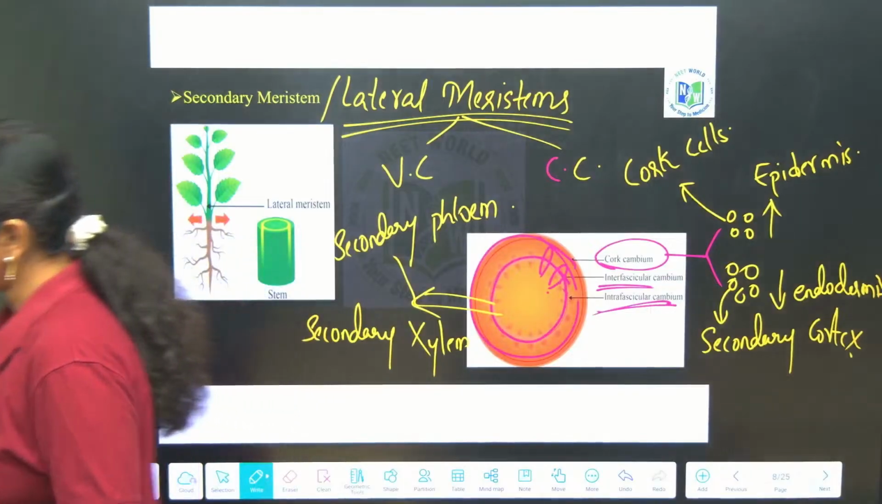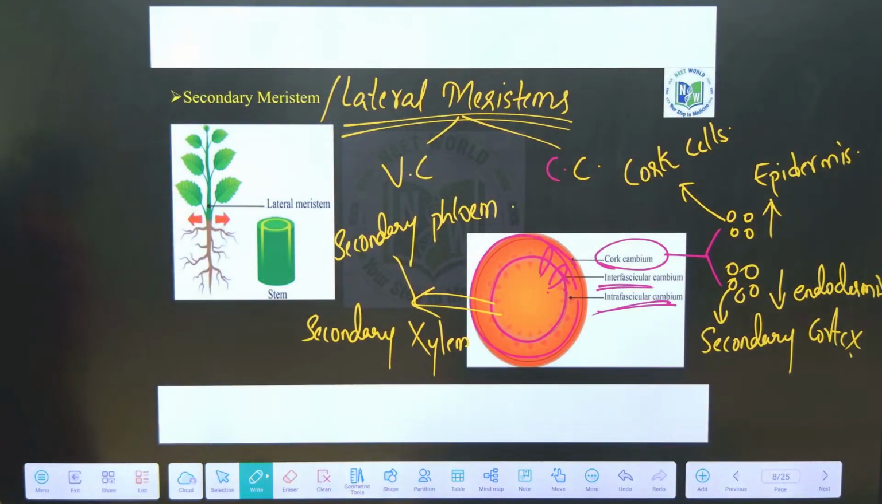Clear till here? Any doubt anywhere? I hope till here it is clear, right beta? Yeah.